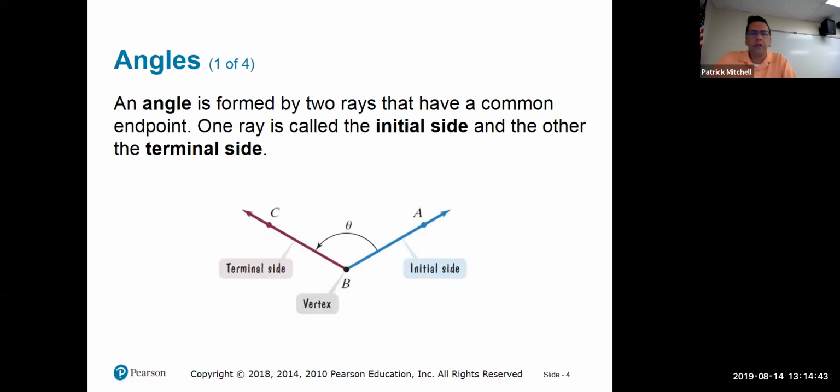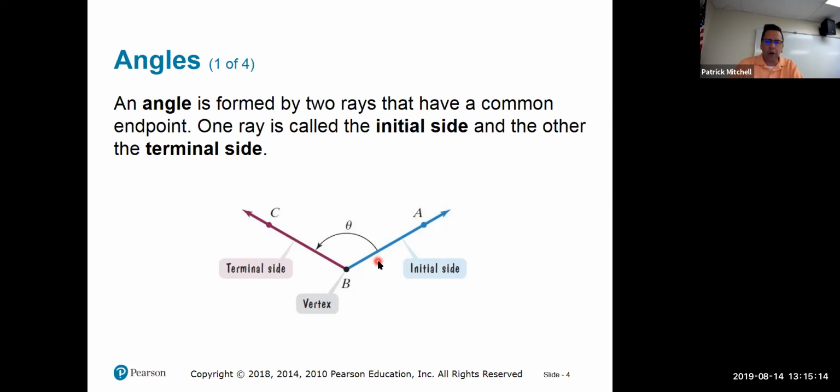Okay, so here's our vocabulary. So an angle, I mean, everybody can picture what an angle looks like. An angle consists of two rays. So these half lines are called rays. This is a ray over here. This is a ray over here. One ray is called the initial side of the angle. The other ray is called the terminal side. So your angle is formed by going from the initial side to the terminal side.